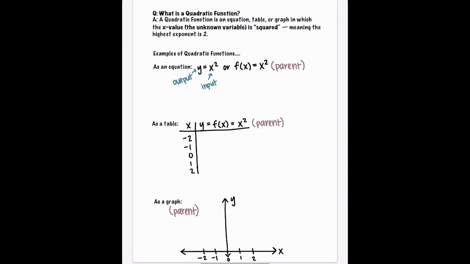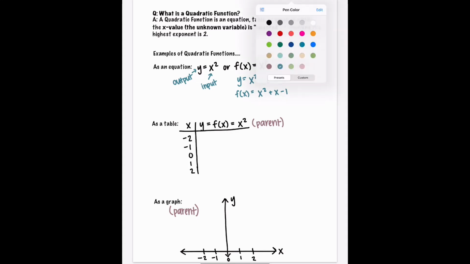Now, you don't always have to have just y equals x squared or f of x equals x squared. You can have other things in that type of function. For example, you could also have y equals x squared plus 2. You could have f of x equals x squared plus x minus 1. So as long as the highest exponent is a 2, then it is a quadratic function.